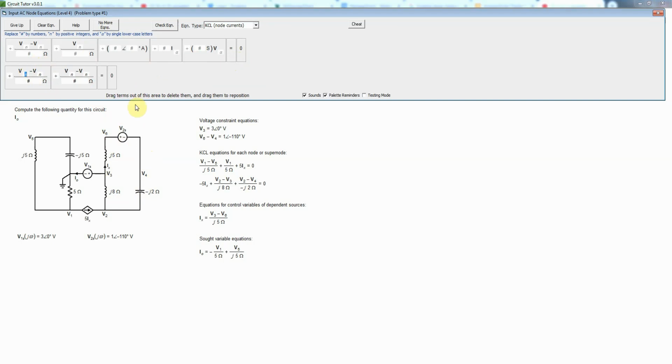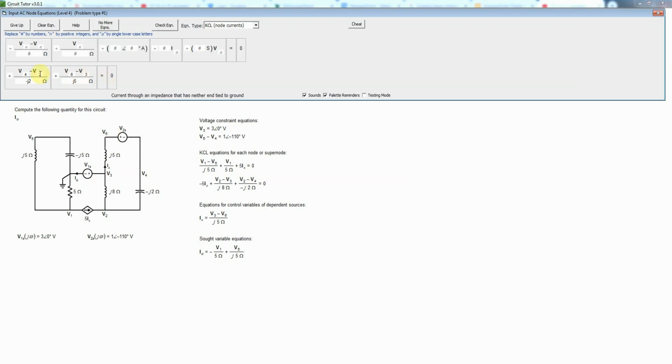So we can write that as V4 minus V2 divided by minus J2 ohms. That's the current exiting down through the capacitor here, leaving node 4 that way. And then this current leaving node 6 through the inductor will be V6 minus V3, because those are the voltages on either side of the inductor, divided by the inductive impedance of J5 ohms.